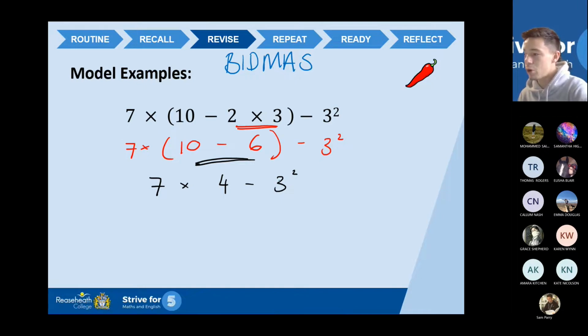Choose another colour now. Well, hopefully you guys agree this is an indice, so that comes next. So 3 squared, 3 times 3 is 9. So I've got 7 times 4 take away 9. Hopefully you guys agree that 7 times 4 is my priority now.